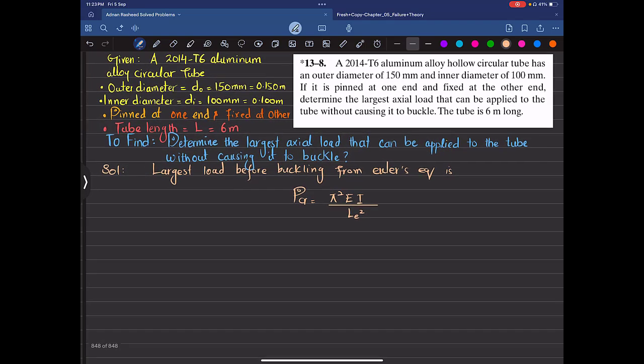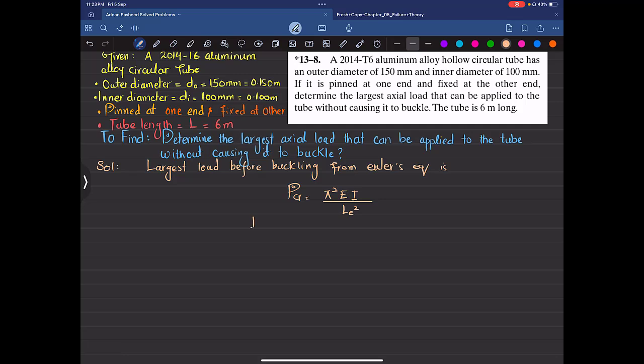So what we are going to do is first find the moment of inertia for this hollow section. We know that the moment of inertia for a hollow section can be written as pi by 4 times r outer power 4 minus r inner power 4. We have been given that the outer diameter is 0.150 meter, so the outer radius is d outer divided by 2, which is 0.075 meter. Similarly, r inner is d inner divided by 2, so 0.1 divided by 2 is 0.05 meter. Now you have the values, just plug them into this formula.